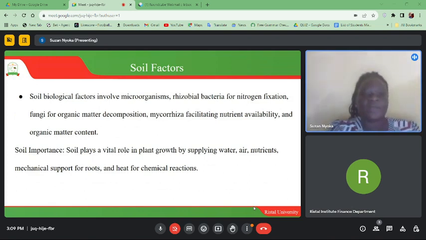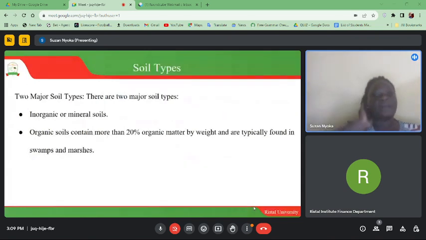Alright, soil importance. Soil plays a vital role in plant growth by supplying water, air, nutrients, mechanical support for roots, and heat for chemical reactions. Soil types. There are two major soil types. These are inorganic or mineral soils and then organic soils.